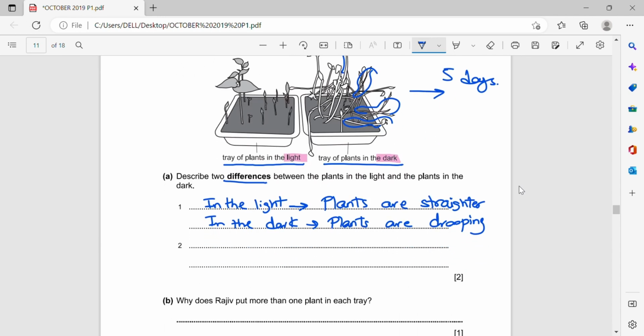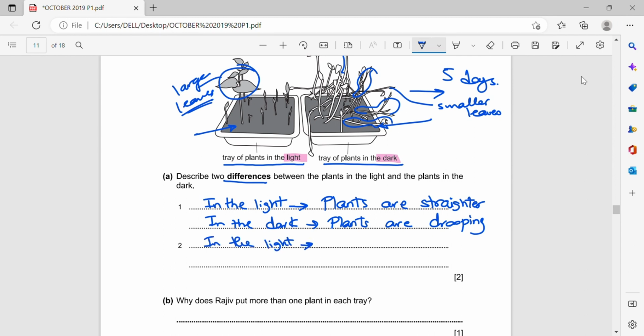لو بصينا هنا هنلاقي هنا stronger هنا weaker. هنا leaves we have large leaves. On the other side we have smaller leaves. Okay? يبقى هنا the next difference here in the light there are large leaves.